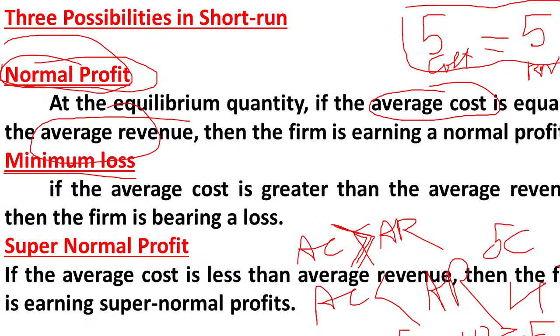So in this way, there are 3 possibilities in the short run under the perfect competition market. The firm can either make normal profit, or it can face minimum loss, or it can also earn supernormal profit.